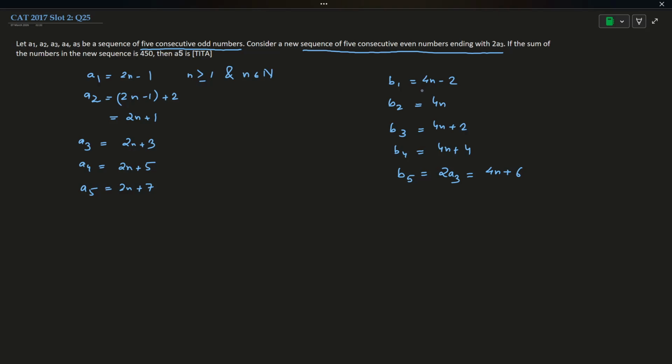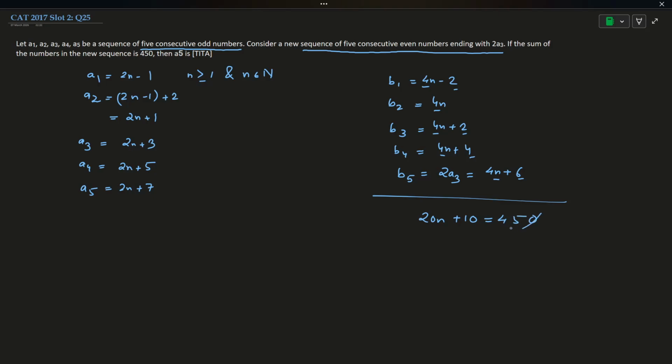The sum of these numbers in the new sequence is 450. That means if I add all these things, I will get 450. So what will I get? 4n, 1, 2, 3, 4, 5, so 20n minus 2 plus 0, plus 2, plus 4, plus 6, which is 10.